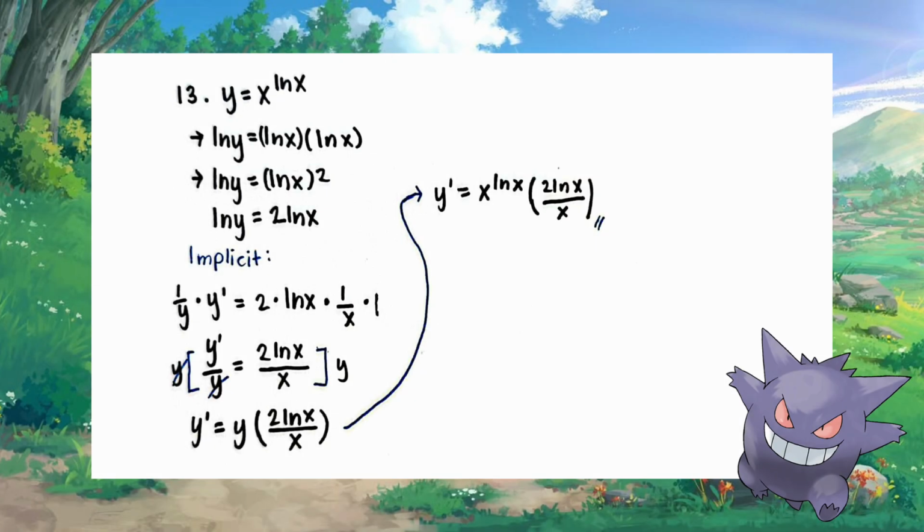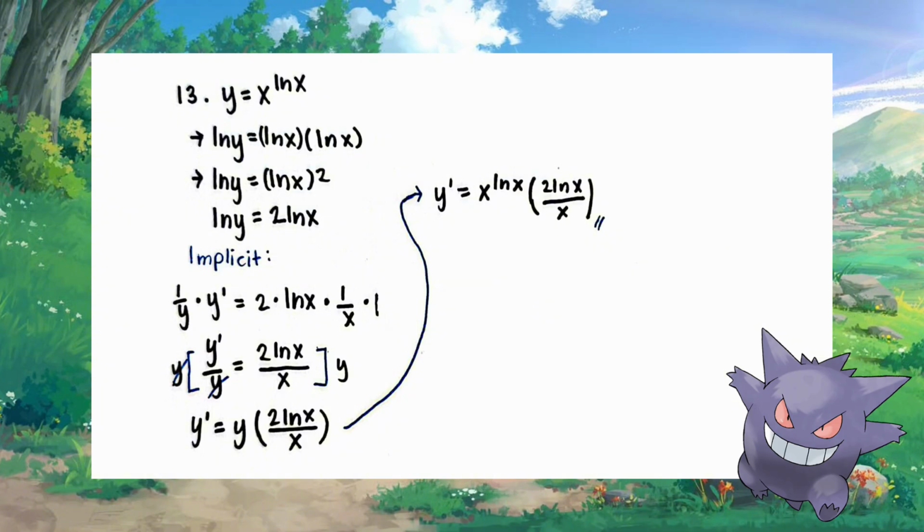For number 13, we're also asked to find the dy dx or y prime. Given y is equal to x raised to ln of x. Then power rule, we'll just put the ln of x on the left side of ln x and proceed to logarithmic differentiation. Our equation will now become ln of y equals ln of x times ln of x, and we can simplify this into ln of x squared. And then power rule, we will put the squared on the left side of ln of x, and our equation will now become ln of y is equal to 2 times ln of x.